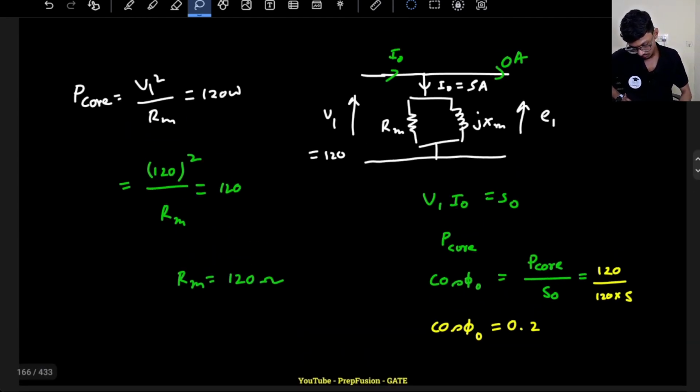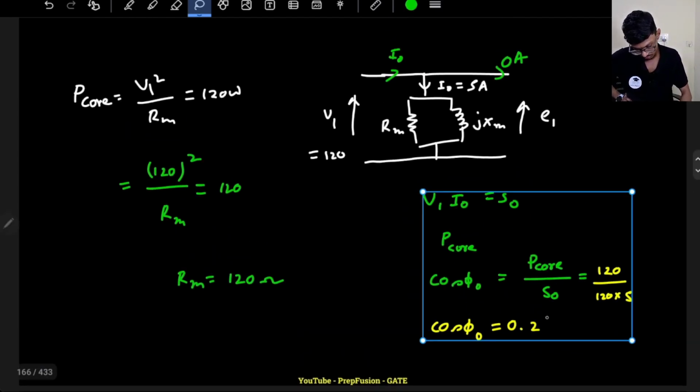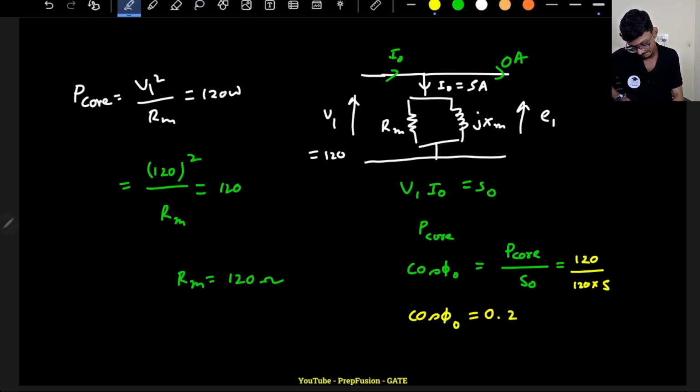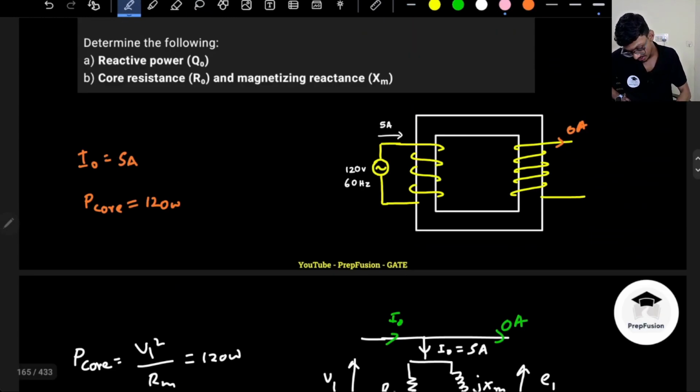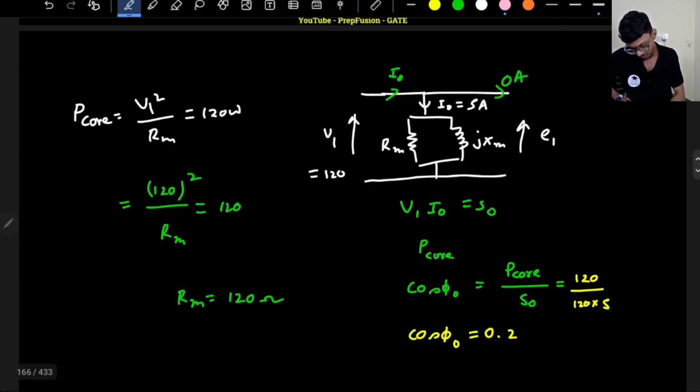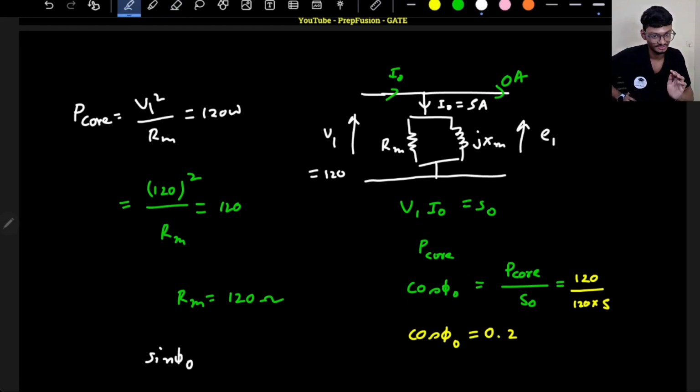Now they have asked for the reactive component of the power. What will the reactive component be? The reactive component of the power will involve sin phi O. I'm just using complex power, I'm not using anything else. So my sin phi O will actually be equal to, am I correct?